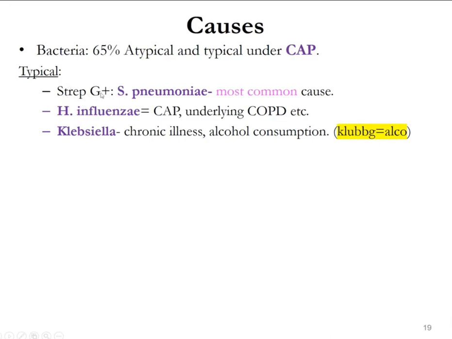The first 2 slides maybe. Strep, gram-positive bacteria, is most common. Strep pneumoniae is the most common cause of pneumonia. H. influenzae, in CAP with underlying COPD cases, people mostly get this H. influenzae.